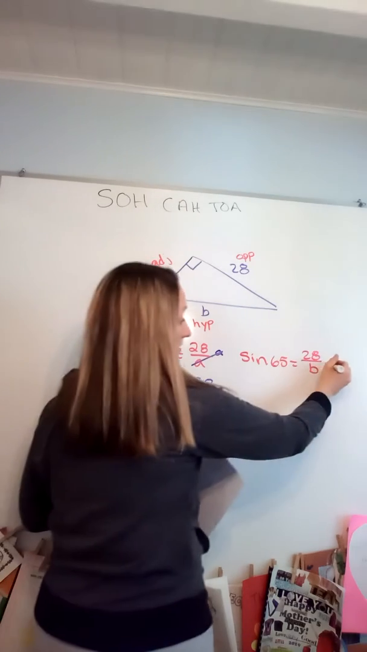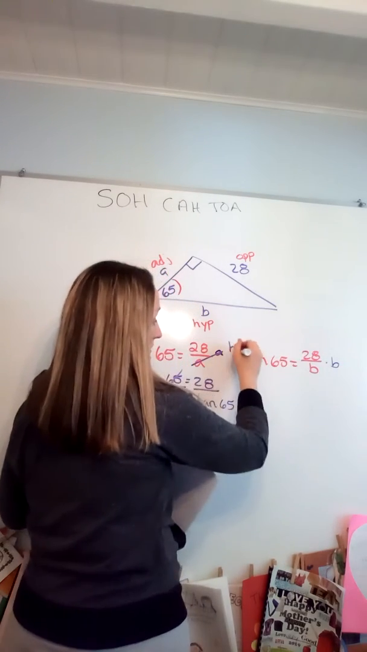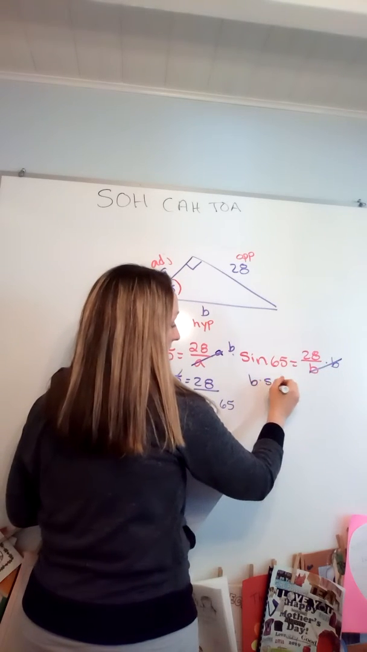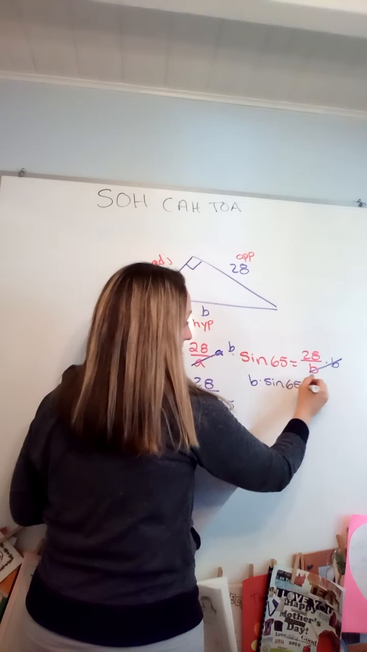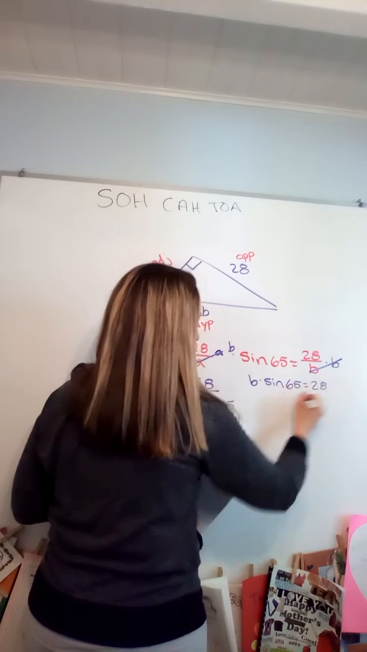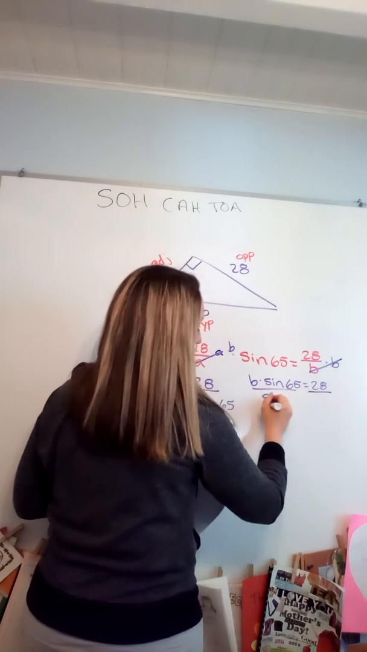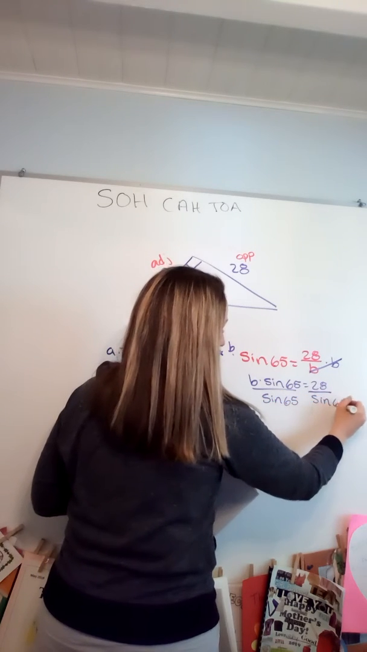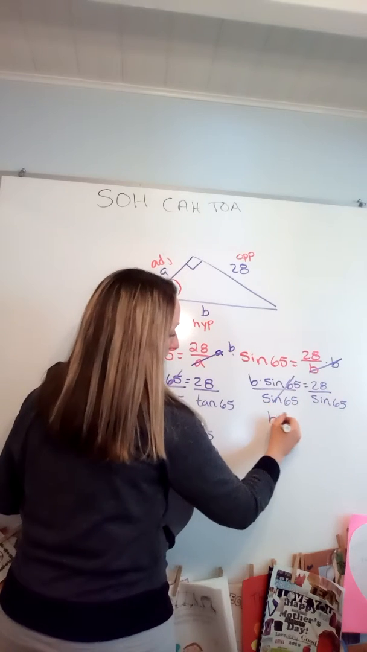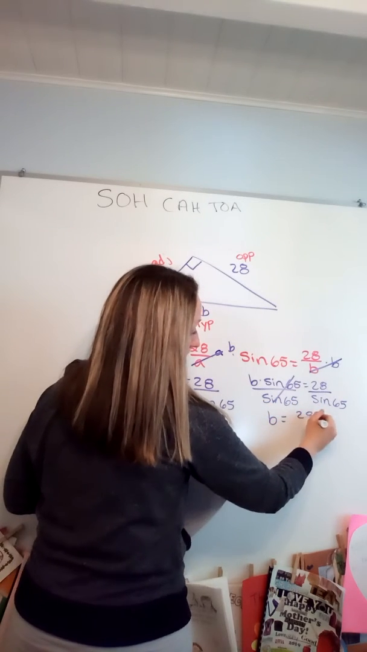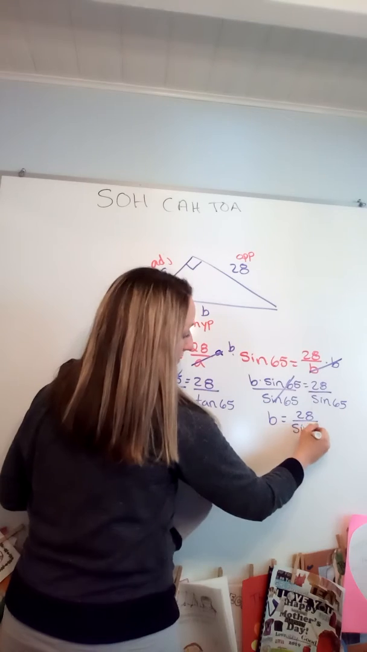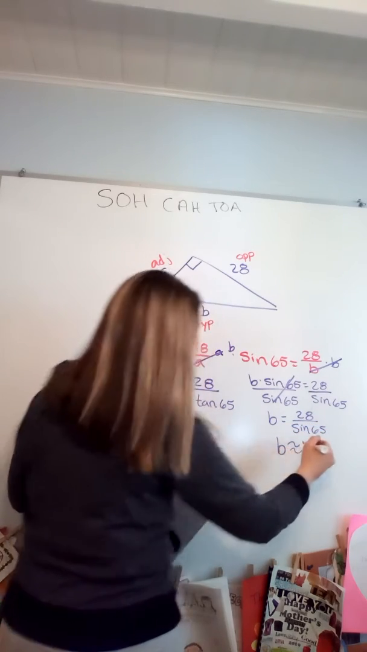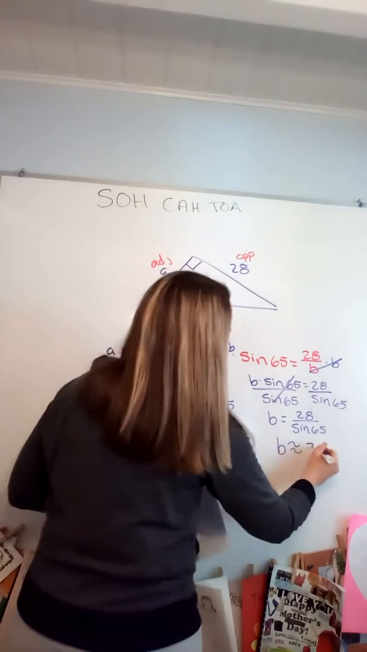Over here as well, two steps. Multiply by the denominator. You always multiply by whatever's in the denominator. So you have B times sine 65 is equal to 28. Divide both sides by sine 65. So you have B is equal to 28 divided by sine 65. Plug that into your calculator and you get that B is approximately 30.9.